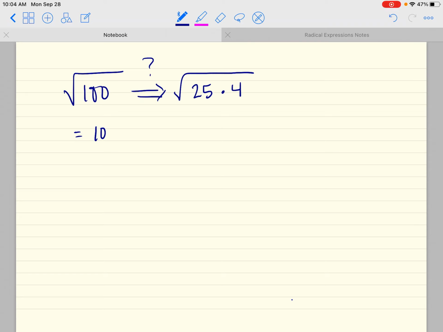Well, that's a more interesting question, right? But let's think about this. What is the square root of 25? It's going to be 5. And what's the square root of 4? It's going to be 2.